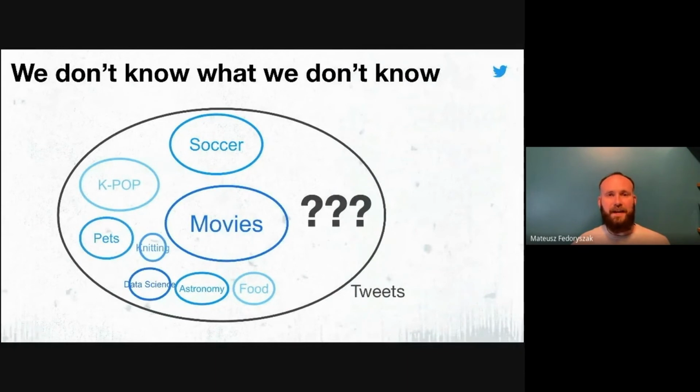The last thing is, we annotate a lot of tweets, but still there are some that we don't. And the question is, how do we increase our coverage? How do we annotate as much as possible?